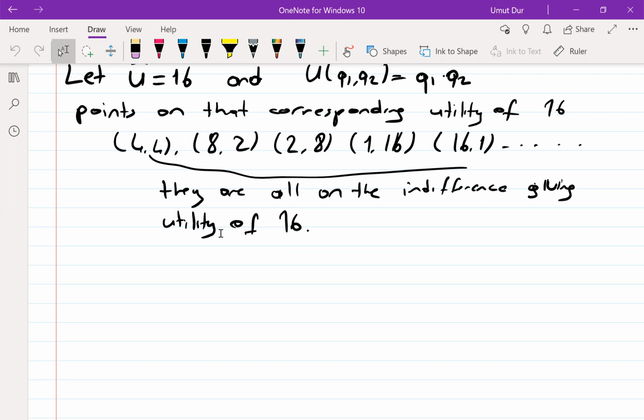So in the first class, we started with the utility functions. We said that utility functions are just the functions to represent the preferences. But there is something that we are more interested in, and it's called the marginal rate of substitution.